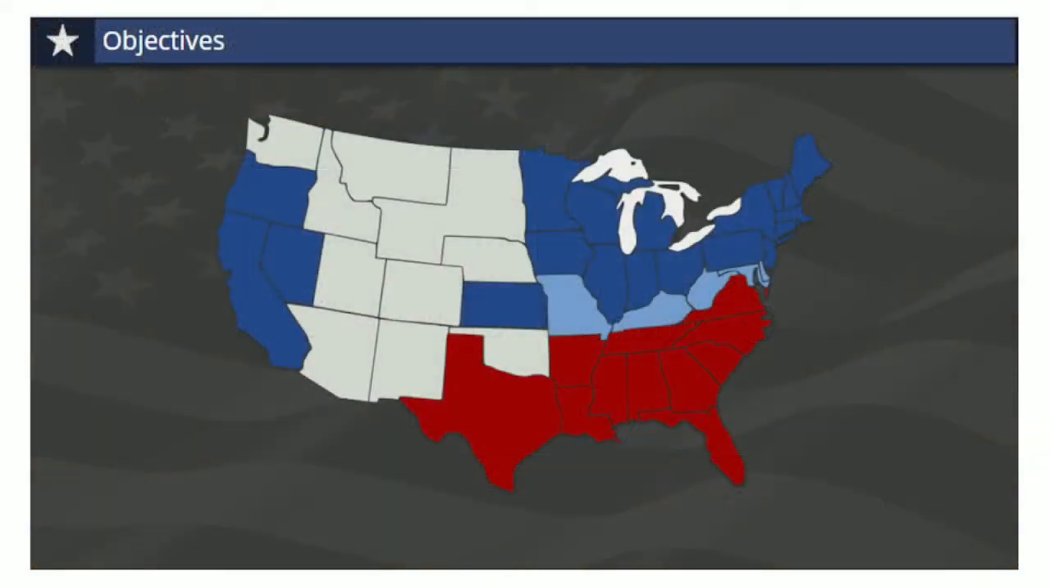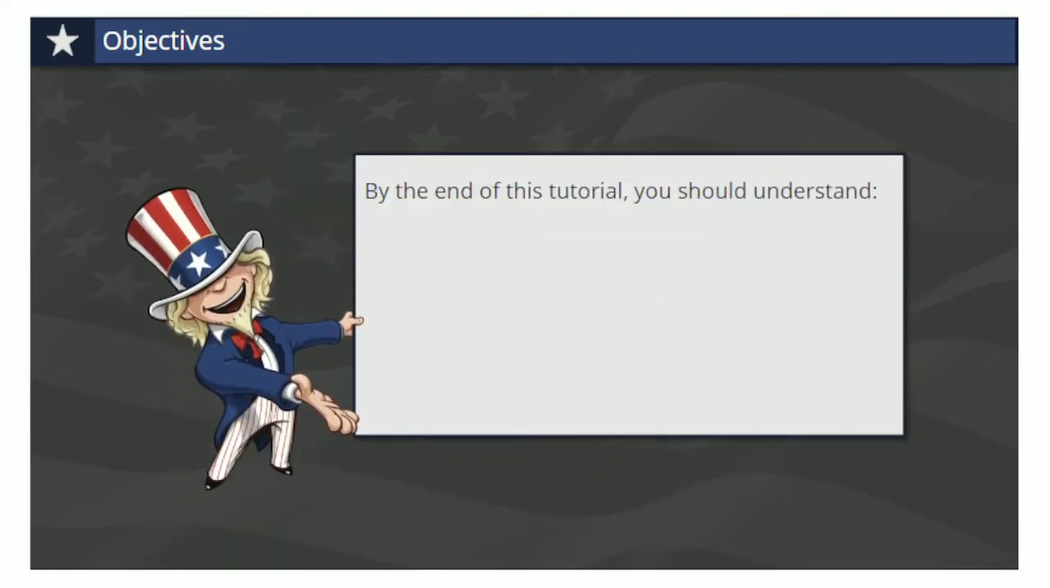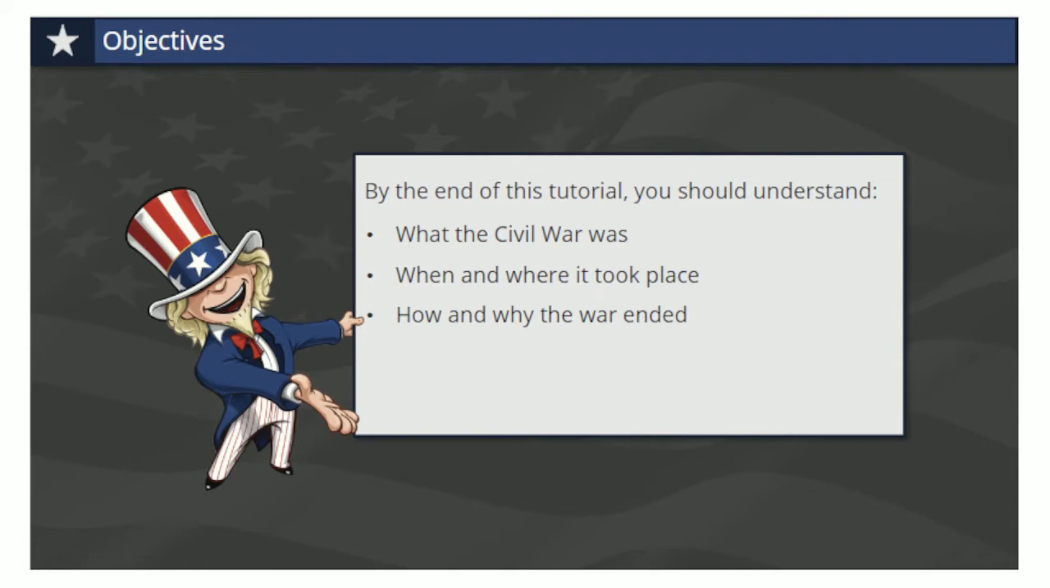You probably know that the Civil War transformed America like no other event in our nation's history. But do you know the circumstances of the war's end and what impact it had on generations of Americans to come? By the end of this tutorial, you'll review what the Civil War was and when and where it took place. You'll better understand how and why the war ended when it did, and you'll explore the vast political and social consequences of America's greatest conflict.